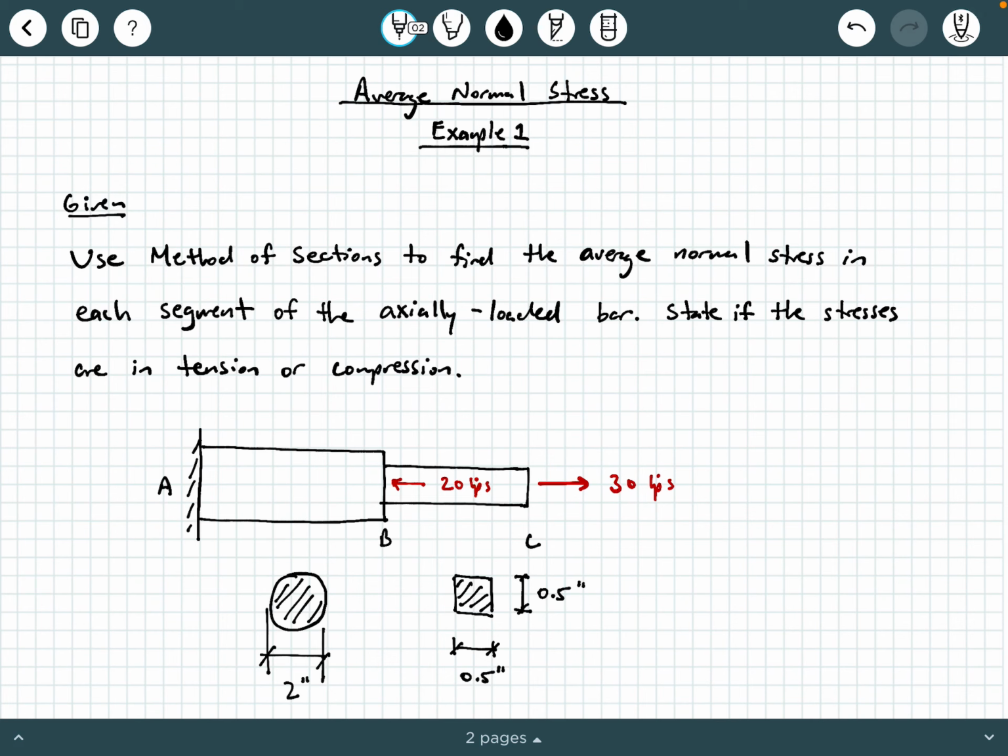Hey everybody, Dr. A here, and in this video we're going to be exploring an example of how to calculate the average normal stress in an axially loaded bar. So let's take a look at what we're given.